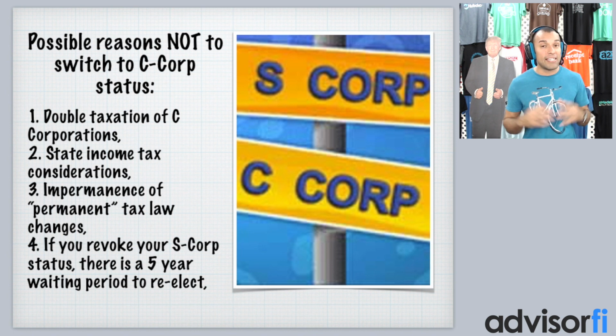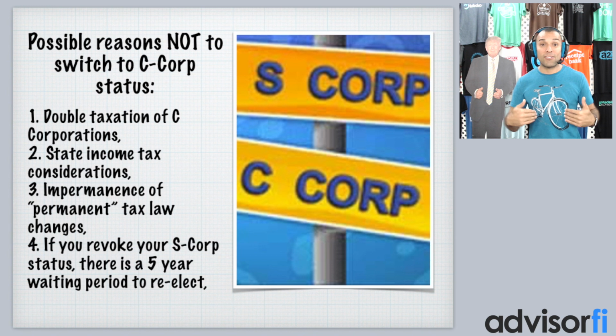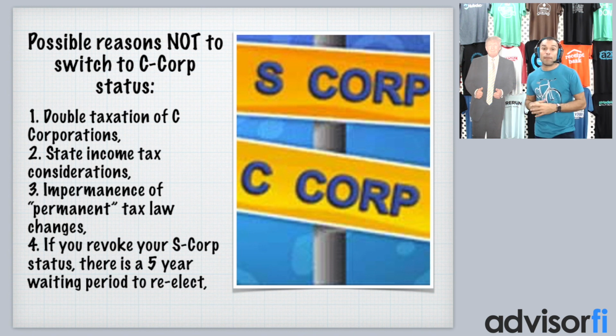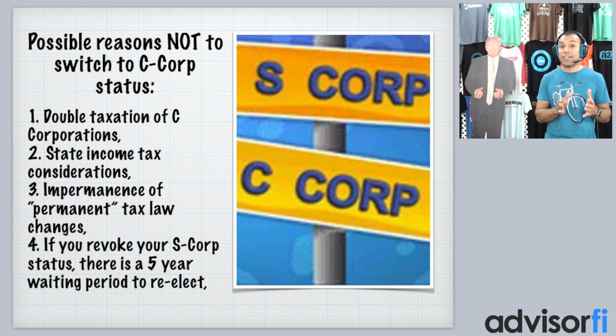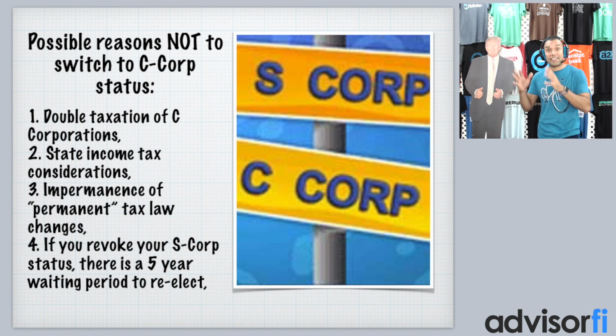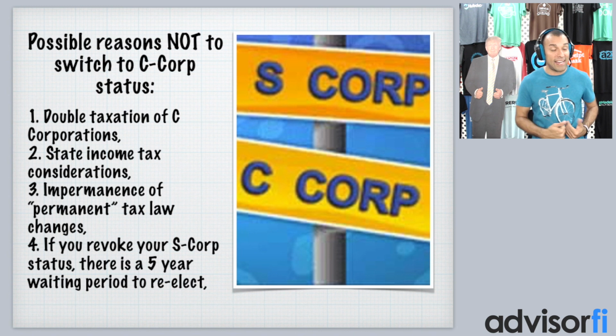Number 1, double taxation of a C-Corporation. Just in general, as an S-Corporation, you're not paying double tax. The net income passes through that entity, goes down into your personal return, and you pay tax once. But if you make the switch from an S-Corp to a C-Corp, you get yourself into this double taxation status. That is, the C-Corp has its own corporate tax bracket, pays taxes on the profits, and then if you kick out dividends to yourself, you pay tax again. So number 2, there are some state income tax considerations.